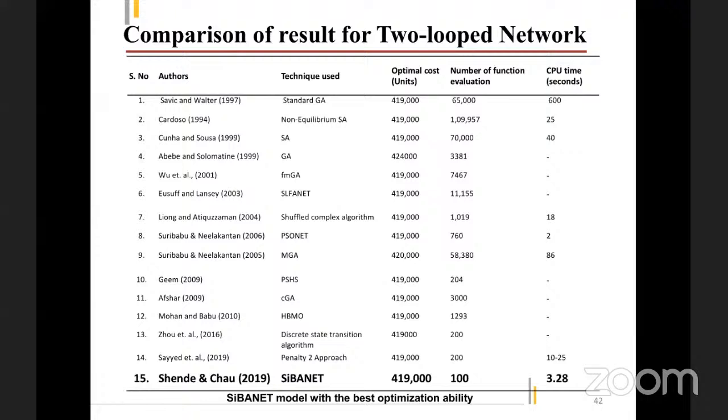Now here, I consider the numerical comparison. Numerous authors have also assessed the solution for TLN using diverse optimization techniques, as listed here. There are around 14 or 15 in total. SIBANET also explored a similar solution within 100 iterations. Comparing results with other techniques, it is evident that the proposed methodology has performed efficiently because of its strategic approach to locate a global optimum solution.